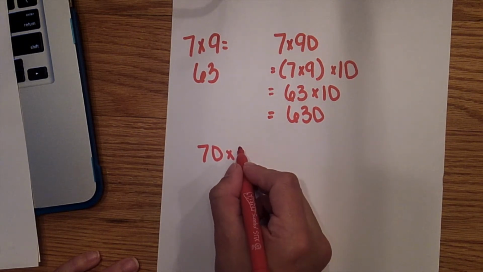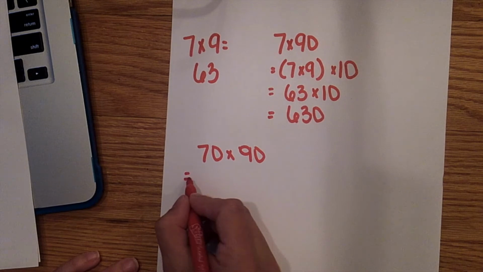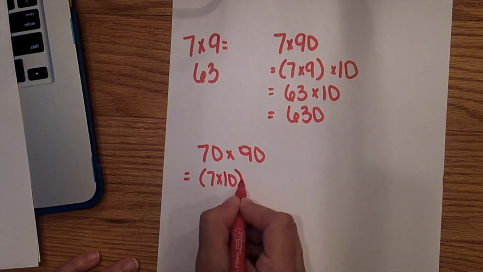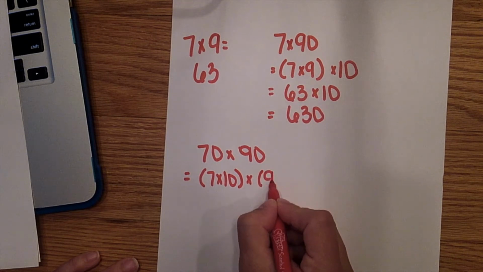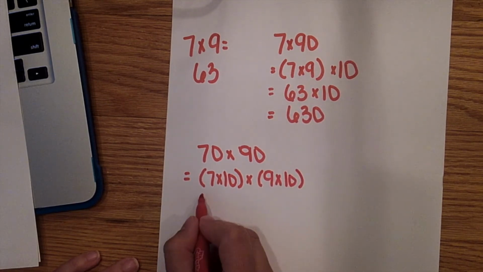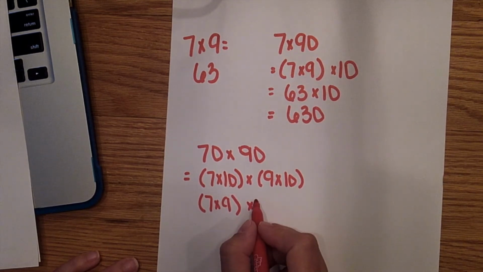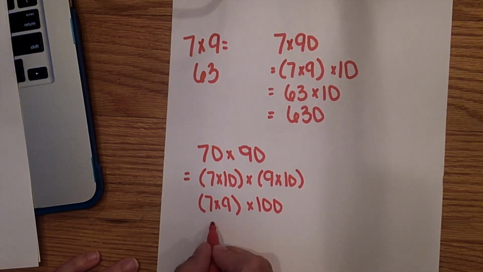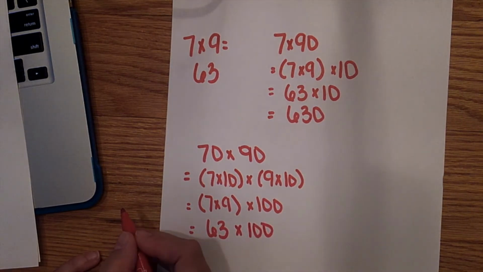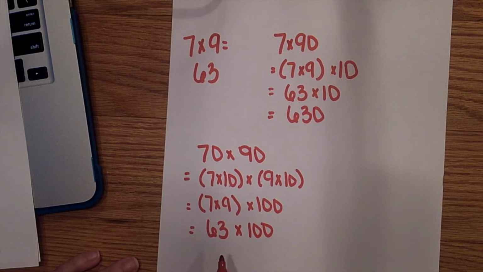We can say 70 times 90. So what this is: 70 is 7 groups of 10. 90 is 9 groups of 10. Still, we can bring that 7 and 9 together. And then the 10 times the 10 is 100. So if we have 63 times 100, we're moving that number over again. The 3 is now going to be in the hundreds place. We need 2 zeros to hold the spots in the tens and the ones.